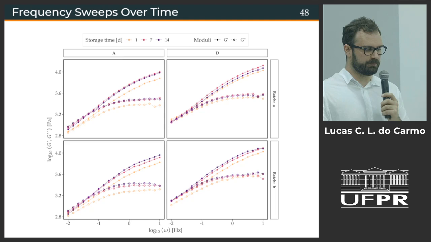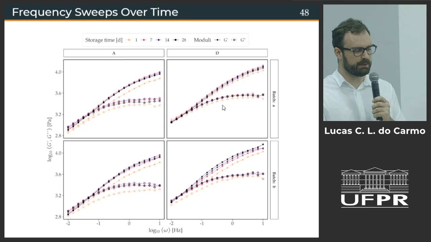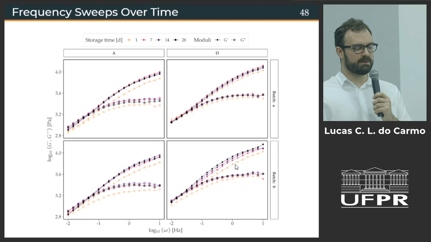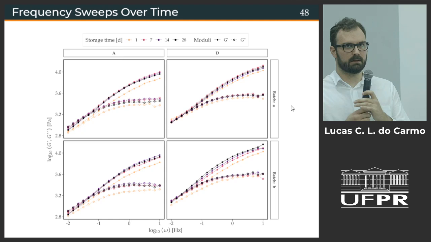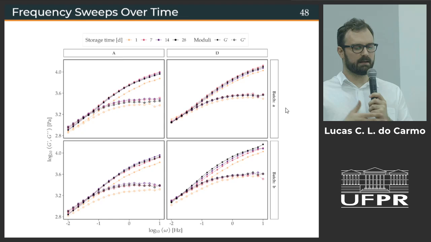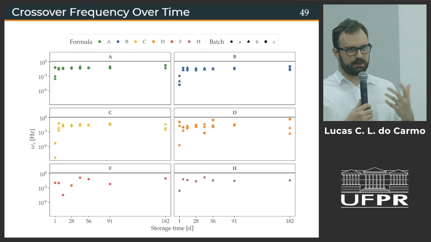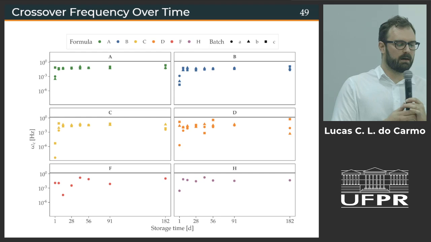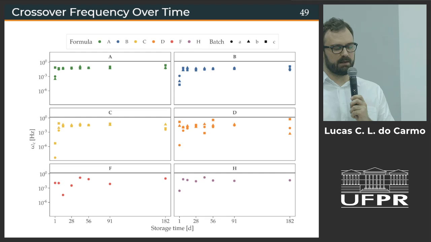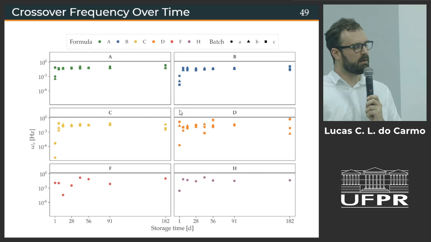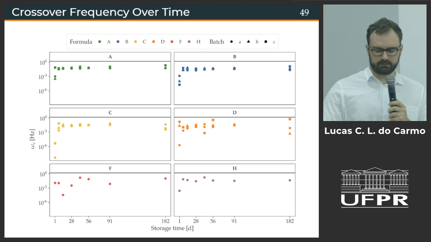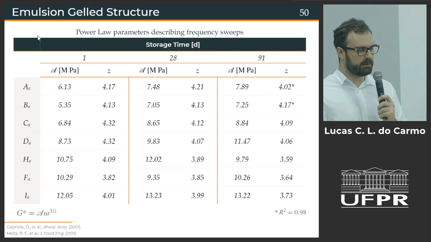From one day up to 28 days of storage, we saw that at one day of storage the G prime and G double prime values are a lot smaller than at 28 days. Some authors say that this is a maturing step of the formulation, that it can take up to 14 or 28 days. The crossover frequency, which is the cross between G prime and G double prime on frequency sweeps, also did not show any relationship with storage time. We can see that it is very linear. There's not a visible trend here, and it does not allow us to conclude anything as far as physical stability goes.